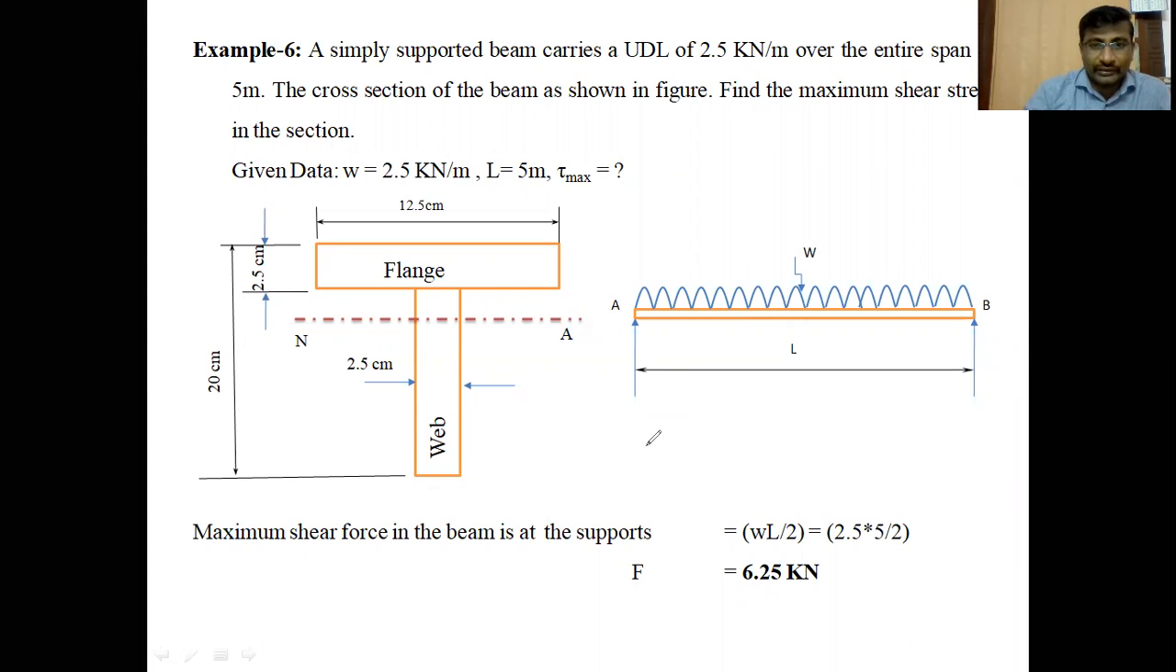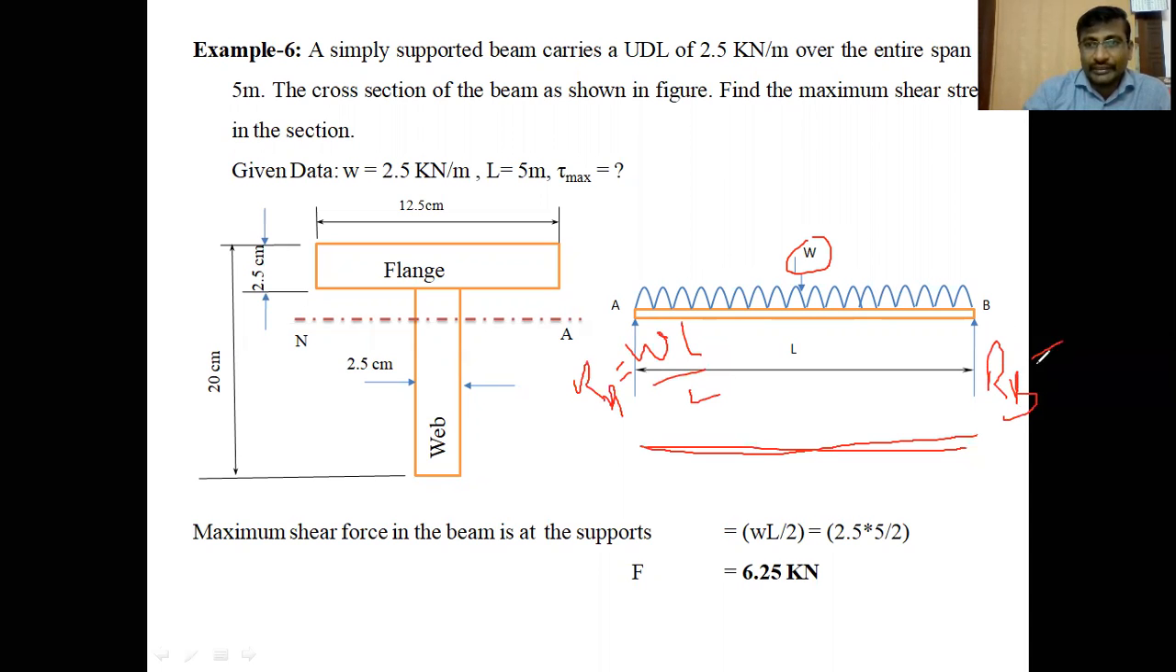Already we have drawn the shear force and bending moment diagrams. Draw the baseline here. First of all, find out RA and RB. Generally, it is a symmetric section, that's why RA is equal to RB. The total load is small w, the UDL value, spread over the length L. Therefore, the total load on the beam is WL. So RA is WL by 2, and the reaction force at support B, RB, is also WL by 2.